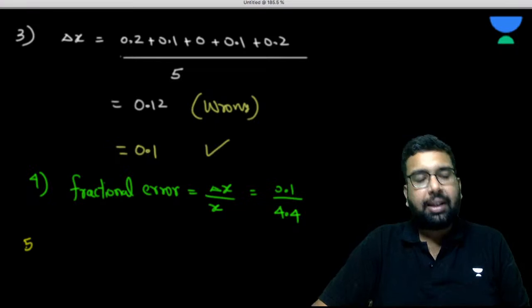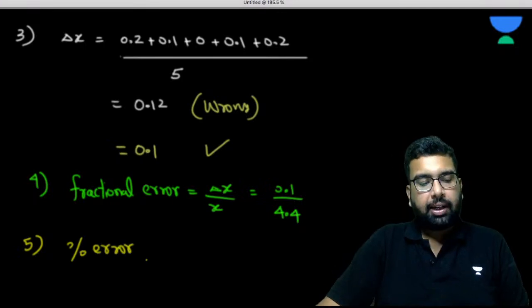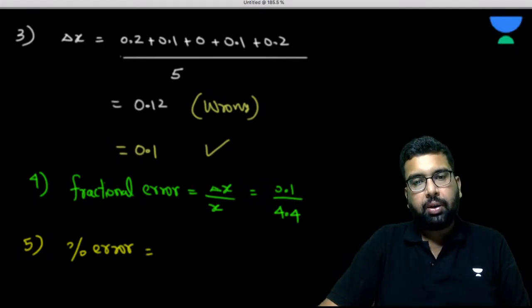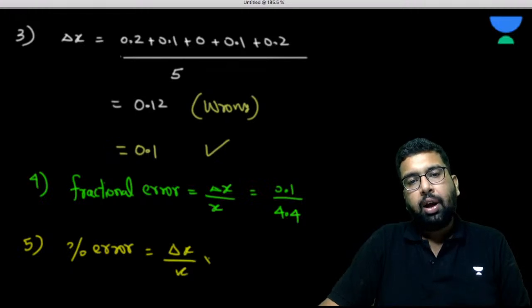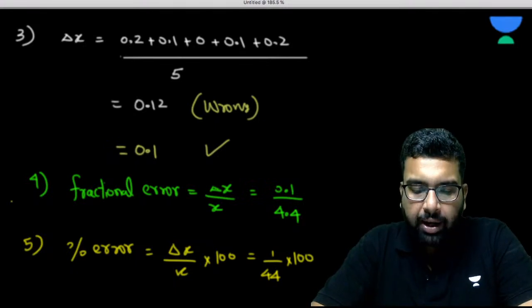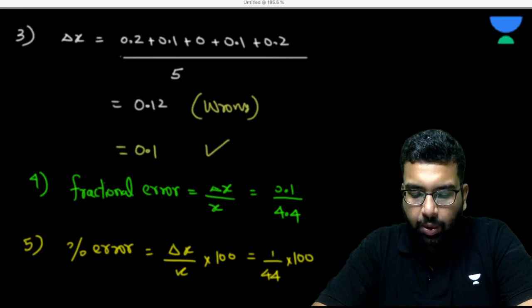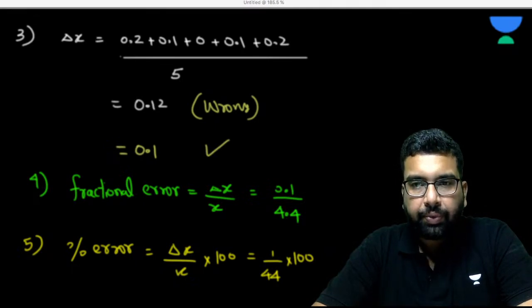Now, the percentage of this fractional error. So what is the percentage error? This percentage error is going to be delta x by x into 100. So you have delta x by x, that is obviously 1 by 44, into 100. So from here, guys, you can get the percentage error as well. Okay, I hope it is fine to everyone. Is it fine to everyone?